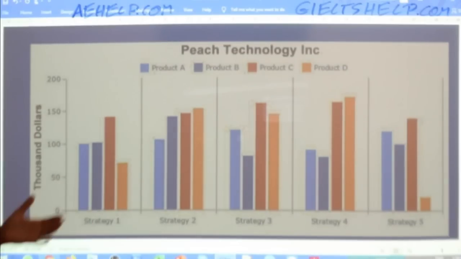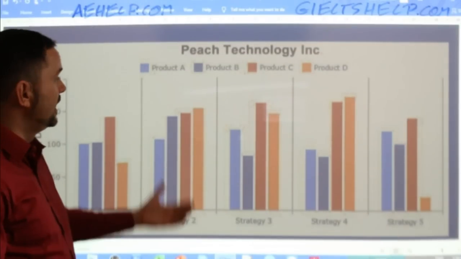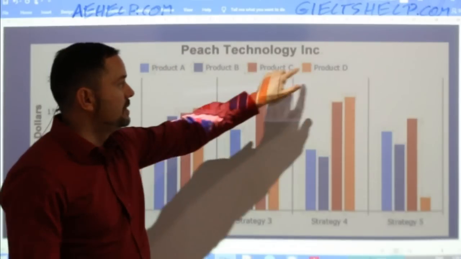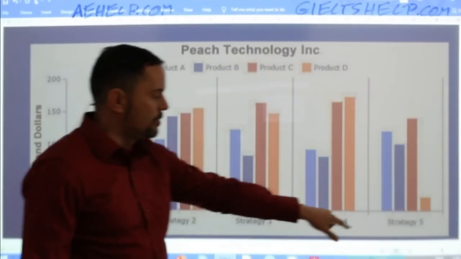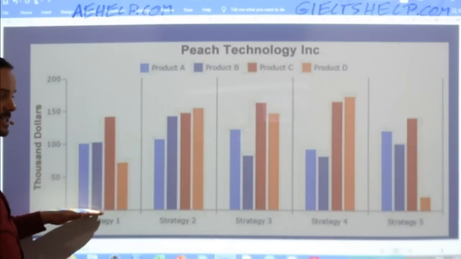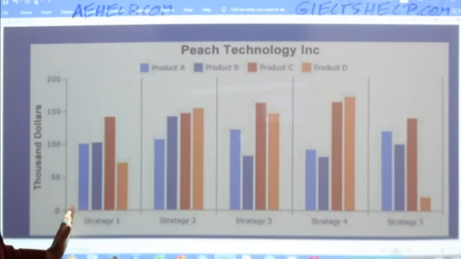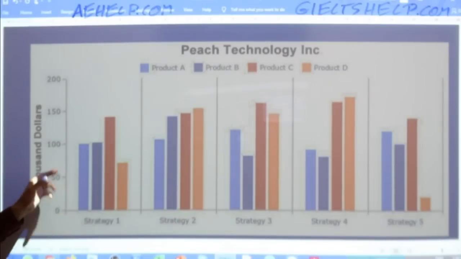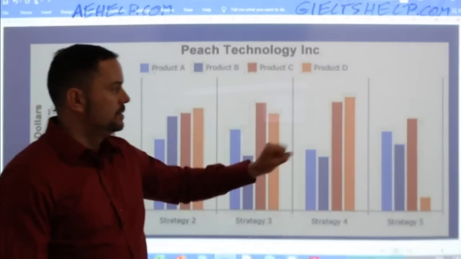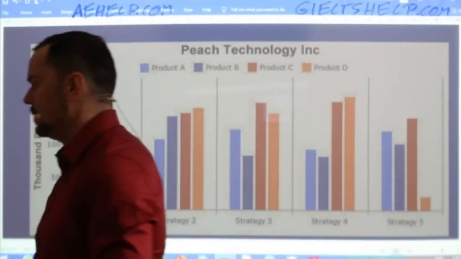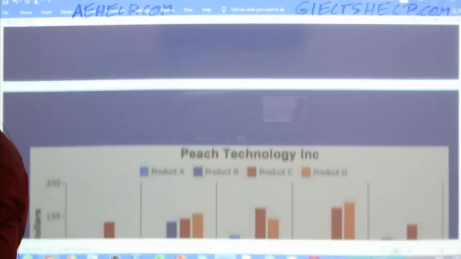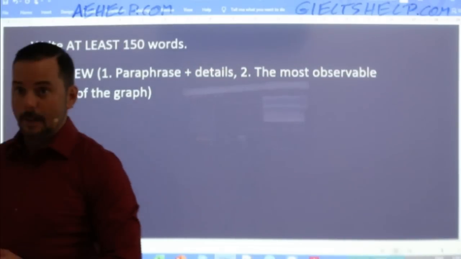So here again is the graph. Okay. Ideally, you identify the number of products. So it's 1, 2, 3, 4, products A, B, C, D. And we have sales strategy 1, 2, 3, 4, 5 on our x-axis. And on our y-axis, we have 0, 50, 100, 150, $200,000. Okay? And so, of course, this is showing the revenue according to each strategy, according to each product. All right, I will start to compose that first sentence as well, and then we can make comparisons.